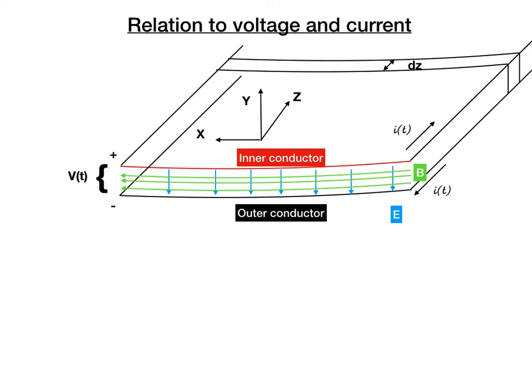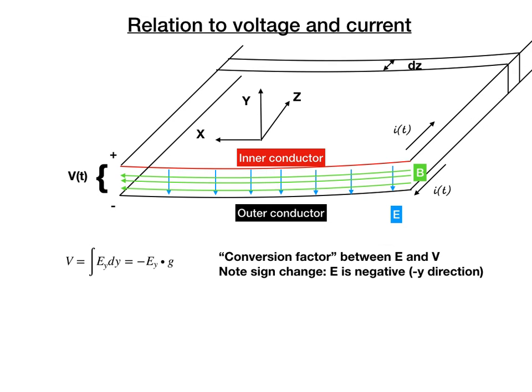Now, let's try to go back and see how the voltages and currents are related to the electric and magnetic field. The electric field is, of course, related to the voltage. Very simply, it's a capacitor, so the total voltage is the sum of the electric field from the plus terminal to the minus terminal, and of course, since the field is constant, it's just the gap times the electrical field strength. The sign here is because the field is going in the minus y direction and the voltage is positive, so we have this little minus sign.